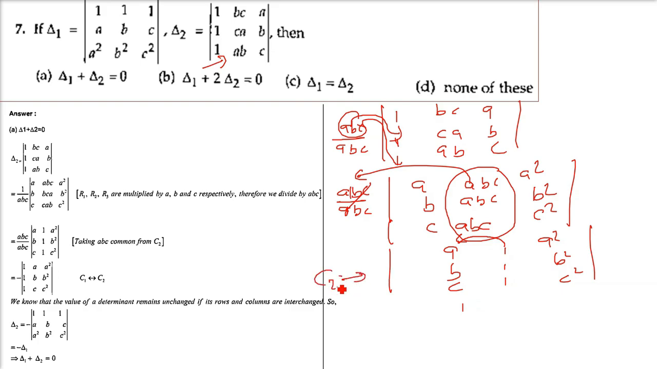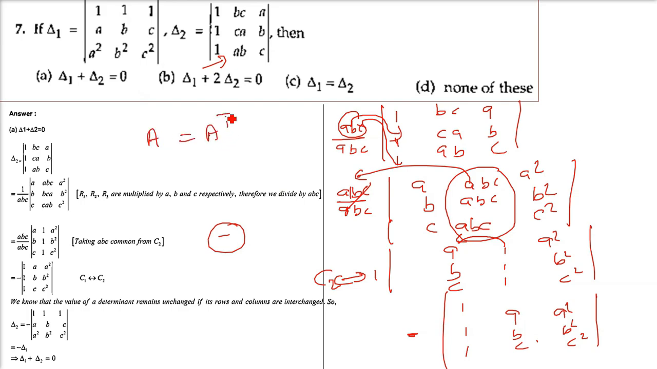Column 2 and column 1 we are exchanging. So 1, 1, 1, A, B, C, A square, B square, C square. So this negative was there. Now since these two are still not the same, but we know that the transpose can be done. If the rows are changed into columns, that is A transpose, and if we take the determinant and equate it, the determinant of A is equal to the determinant of A transpose, right?